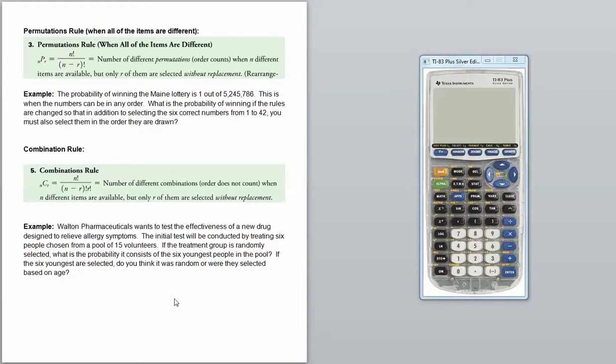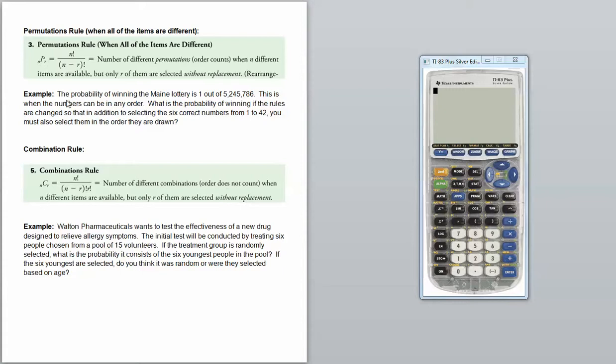In this video, we're going to learn how to use the calculator for the permutations rule and the combinations rule. I've got an example of each. On your calculator, the permutations rule, when all items are different, is noted as nPr equals n factorial over (n minus r) factorial, the number of different permutations where order counts when n different items are available, but only r of them are selected without replacement.